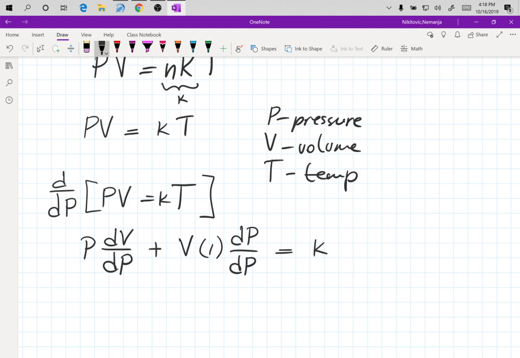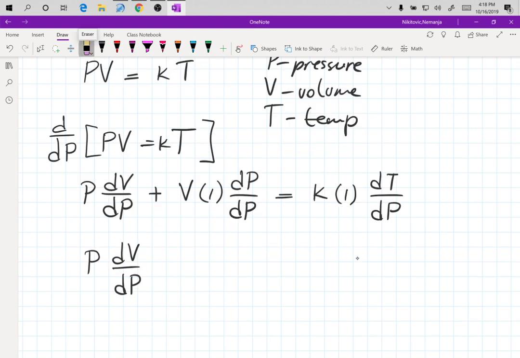When you simplify this, it's supposed to be plus V is equal to K dT dP.